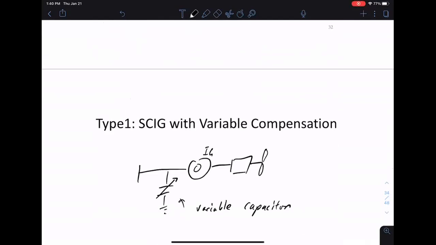Okay, so instead of a fixed capacitor, you make a variable capacitor. So at least we can handle voltage issues a little bit easier. So that's one thing we can do. But even with variable compensation, your operating range can still be a bit narrow.